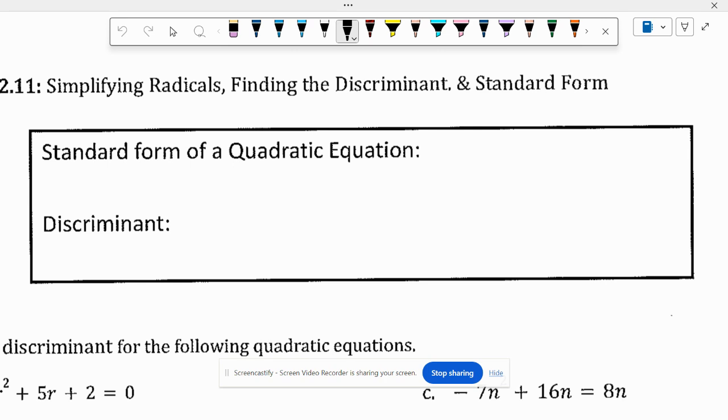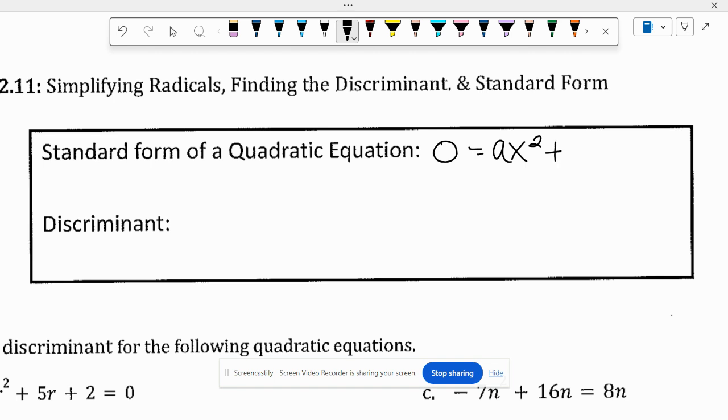So standard form of a quadratic, 0 equals a page 19. Okay, page 20 then. To 11. Got it? It says 211 simplifying radicals.